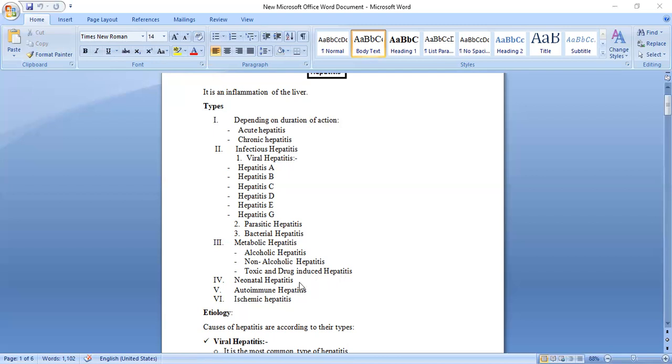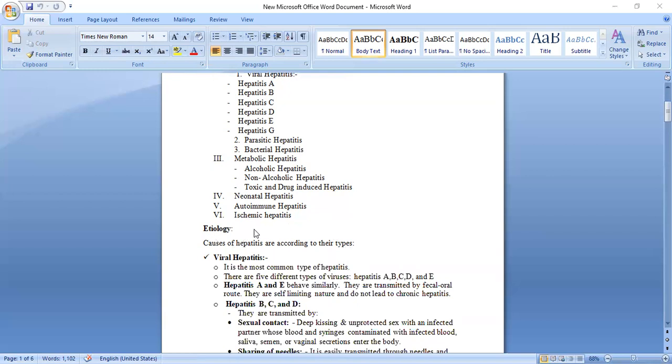Fourth one, neonatal hepatitis. By birth only, this inflammation of the liver takes place. This is called neonatal hepatitis. Next one, autoimmune hepatitis. Next, ischemic hepatitis. We will see all these types in detail. So these are the types of hepatitis: infectious hepatitis, metabolic hepatitis, neonatal hepatitis, autoimmune hepatitis, and ischemic hepatitis, besides those depending on the duration.